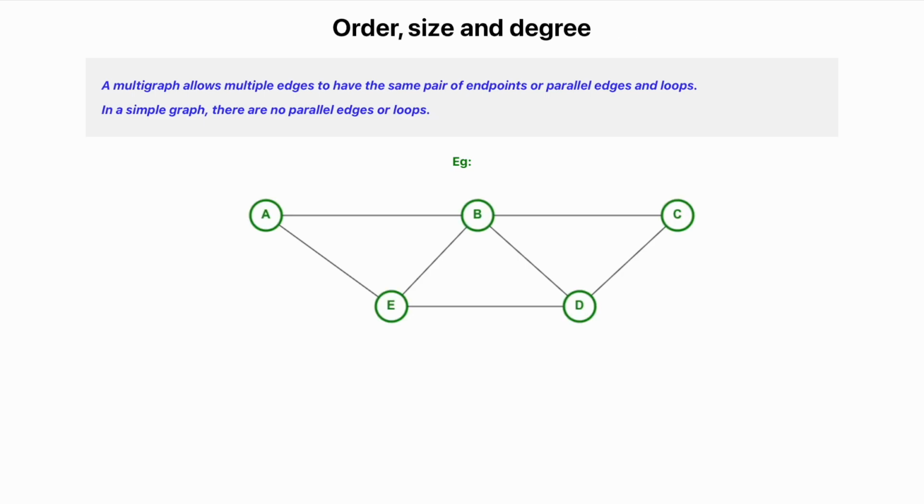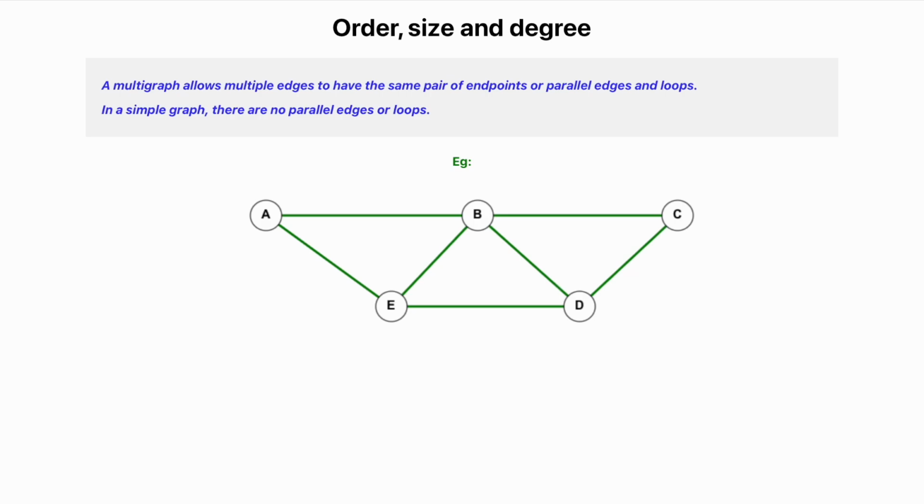Order, size, and degree. The order of a graph is its number of vertices. In this example, the number of vertices is 5. The size of a graph is the number of edges. In this example, the number of edges is 7. Degree or valency is the number of edges incident on a vertex. In this example, the degree of A is 2, B is 4, C is 2, D is 3, and E is 3.